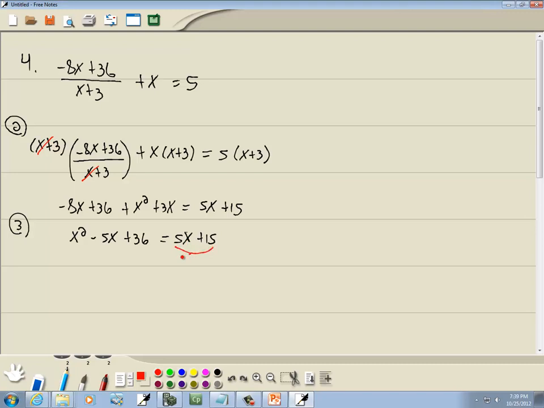So I'm going to take the 5x plus 15 to the left side. So I get x squared minus 5x. And when I take the positive 5x over, it also becomes a negative 5x. Plus 36, and I take 15 over, it becomes a negative 15. Combine together like terms. Negative 5x is negative 10x. And 36 minus 15 gives us 21.